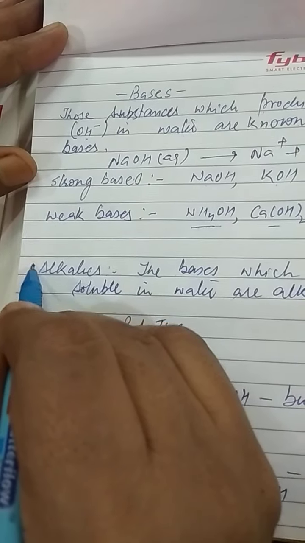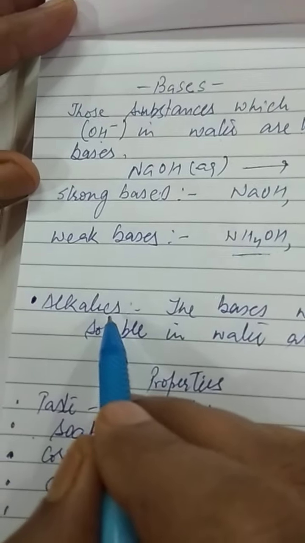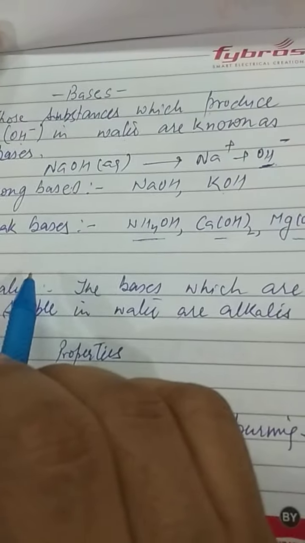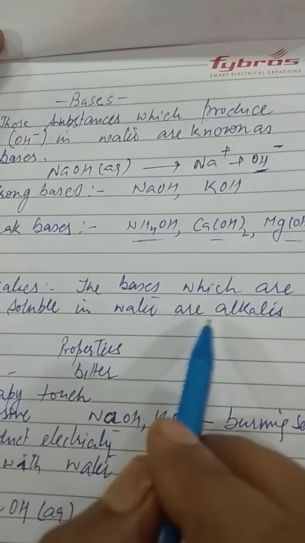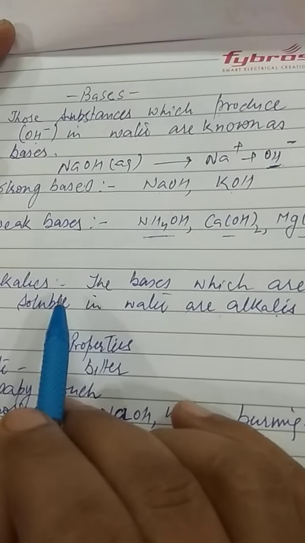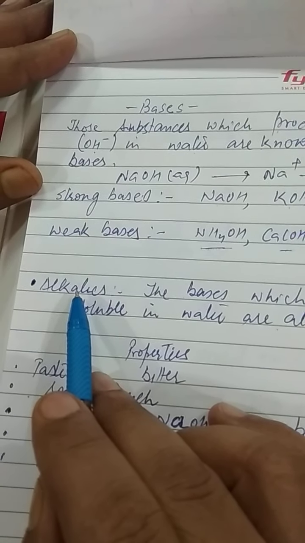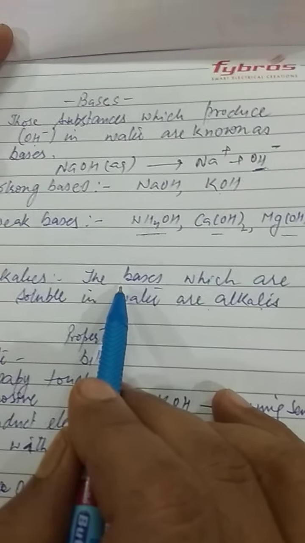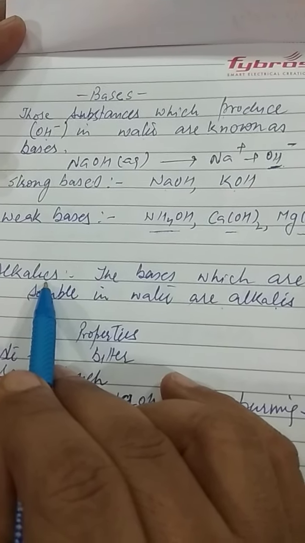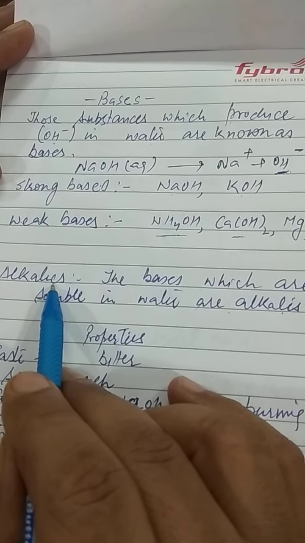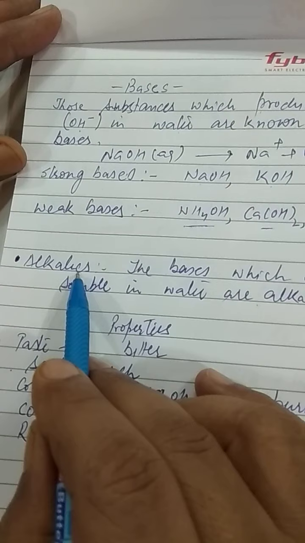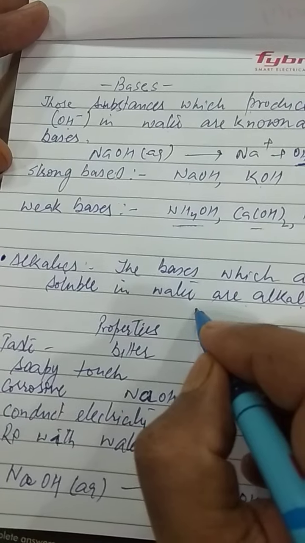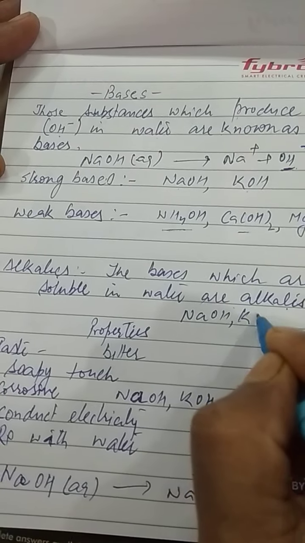Then we always use the word alkalis. So what is the difference between alkalis and bases? The bases which are soluble in water are known as alkalis. It means all alkalis are bases, but all bases are not alkalis. Only those bases which are soluble in water are known as alkalis. For example, NaOH and potassium hydroxide.